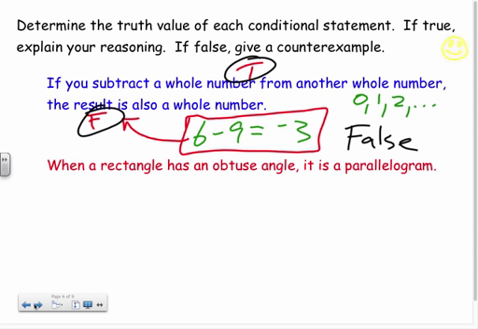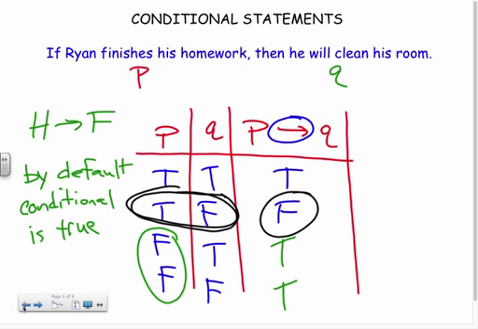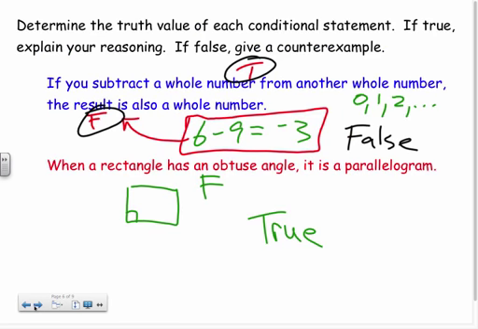What about the next one? When a rectangle has an obtuse angle, it is a parallelogram. Well, I hope that set something off. Rectangles have what type of angles? Right angles, don't they? So this first part is false, isn't it? So it doesn't matter what the second part says. I know this whole thing by default is true, and we talked about that back here, because we can't really tell anything from it with the hypothesis being false. I know it's kind of confusing to wrap your head around, but that's the way it is.